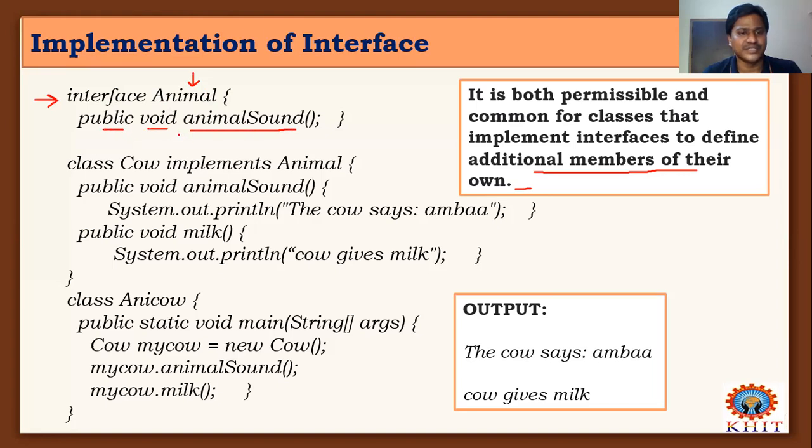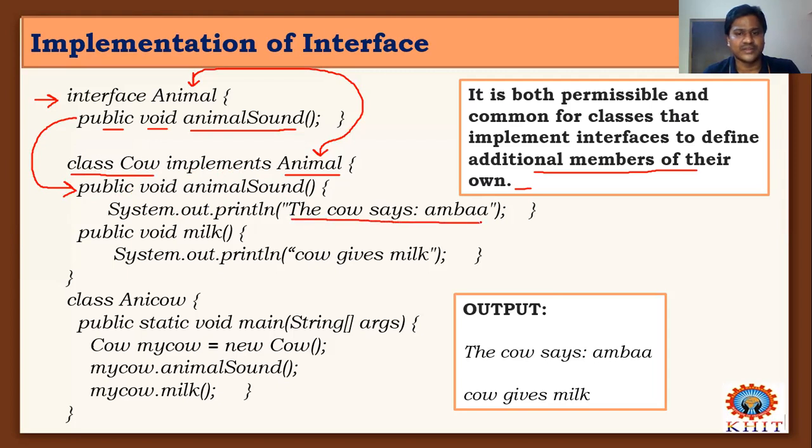So this method should be implemented by any class as public, right? Coming to class Cow implements Animal, Animal is an interface. So Cow is going to implement that Animal interface. Definitely this class must implement the method defined in Animal. So Cow implements public void animalSound on its own.